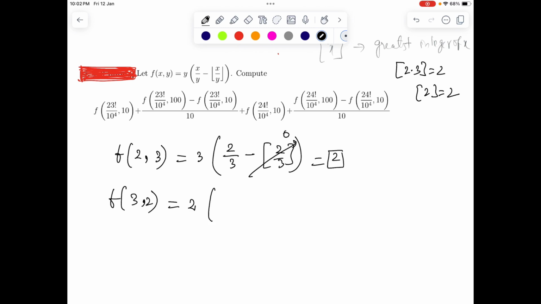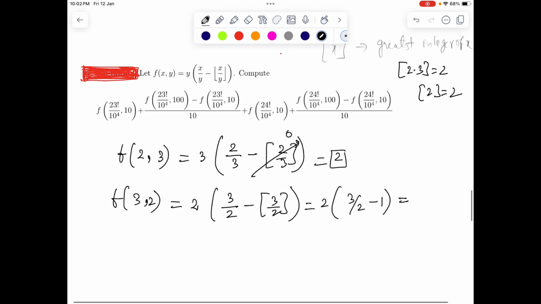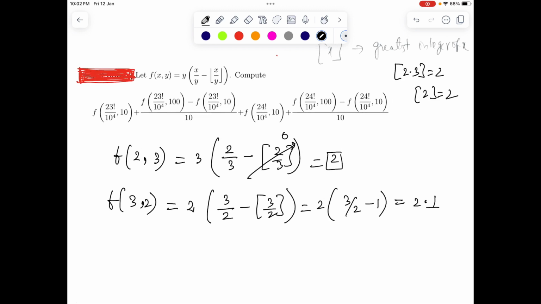If it is 3 comma 2, so we get y is 2, 3 by 2 minus greatest integer of 3 by 2. Greatest integer of 3 by 2 is 1 point something, which is 1 as the integer part. Hence we have the answer as 2 into 1 by 2, which is 1. Fine. So can you see, f of 2, 3 is 2, f of 3, 2 is 1.